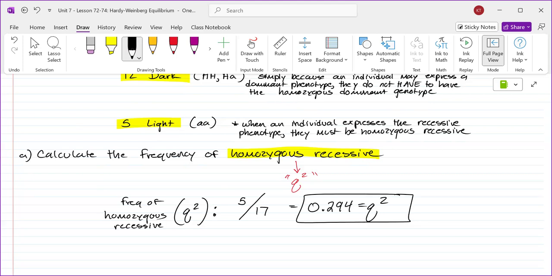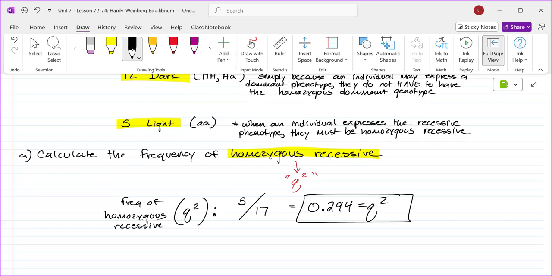Now, the first thing I want to help you avoid is I do not want your brain to take you down a dark dead end. You do not have to square that number. That number is Q squared. You don't need to do 0.294 squared. No. If you were to think that, oh, I need to square it, then what you're suggesting is 0.294 is Q.